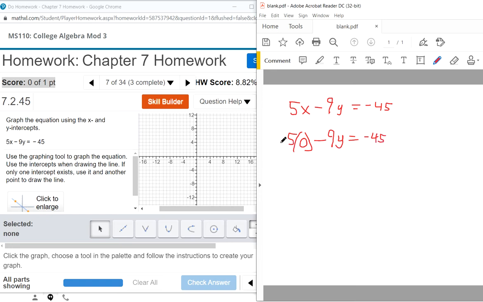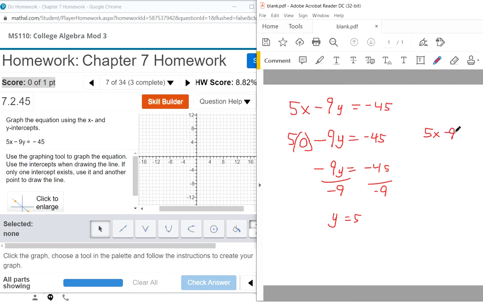Okay, I plugged in 0 in for x. 5 times 0 makes 0, so I'm left with negative y equals negative 45. Because 0 stands for nothing, and I had a negative sign in front of that 9. And then I'm going to divide both sides by negative 9, and I get y equals 5. That's my y-intercept. To find my x-intercept, I just do the opposite.